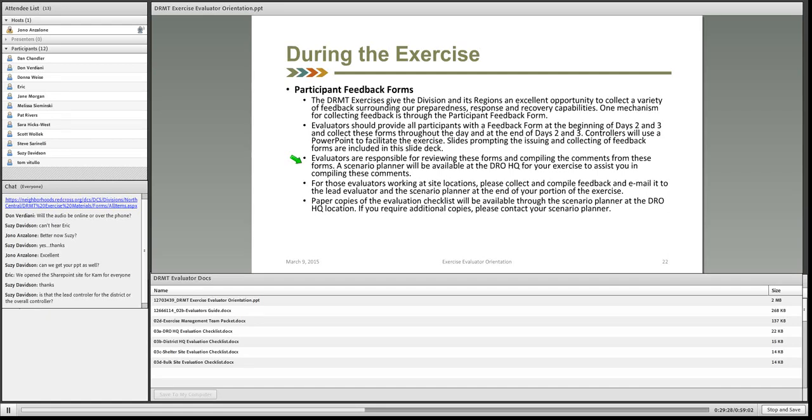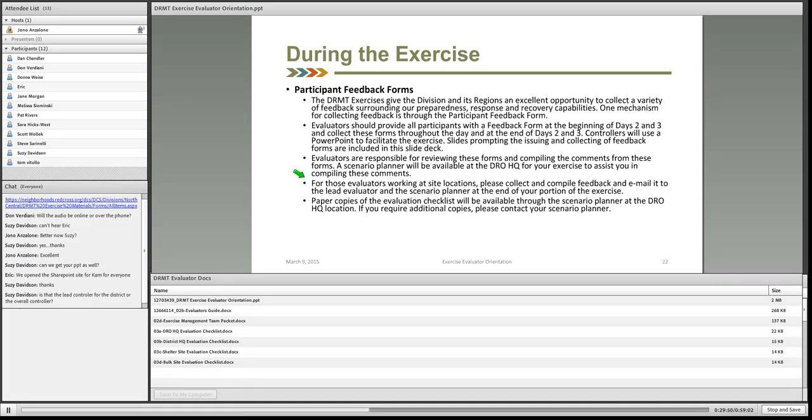So in Iowa, our evaluators were doing this on a nightly basis. They were consolidating comments, trends, and themes so that at the end of the exercise, they essentially had everything ready to be submitted to the lead controller, and it will lead to a much more timely turnaround of the final AAR.